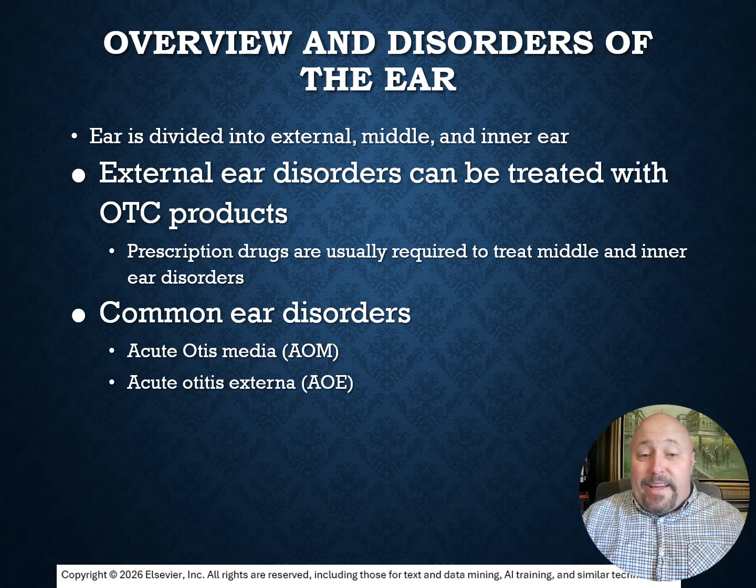Moving on to the ears. The ear is divided into the external, middle, and inner ear. The external ear disorders can be treated with over the counter products, and prescription drugs are usually required to treat the middle and inner ear disorders. Common disorders include things like acute otitis media or acute otitis externa.